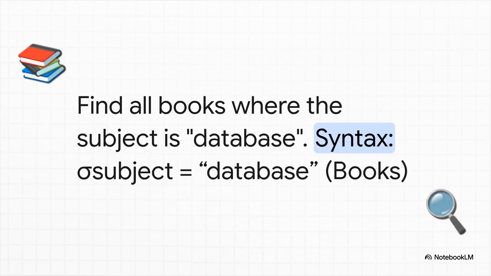So, for example, let's say we have a books table, and we only want to see the ones about databases. We'd write it just like this. We use sigma, we state our condition, subject equals database, and then we just tell it which table to look in. See? Simple, but incredibly powerful.